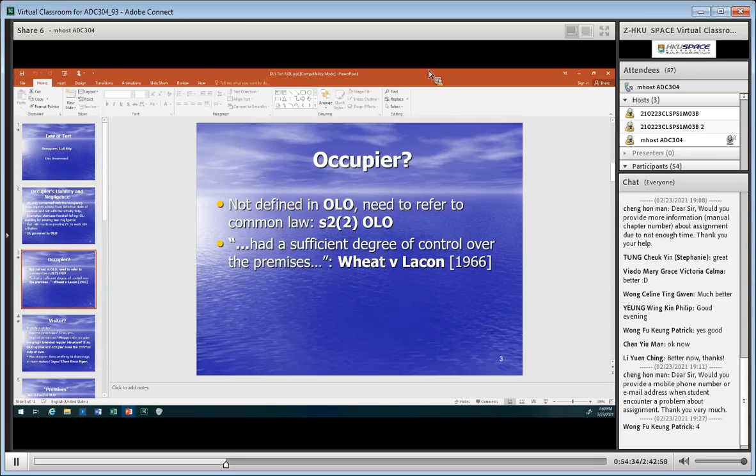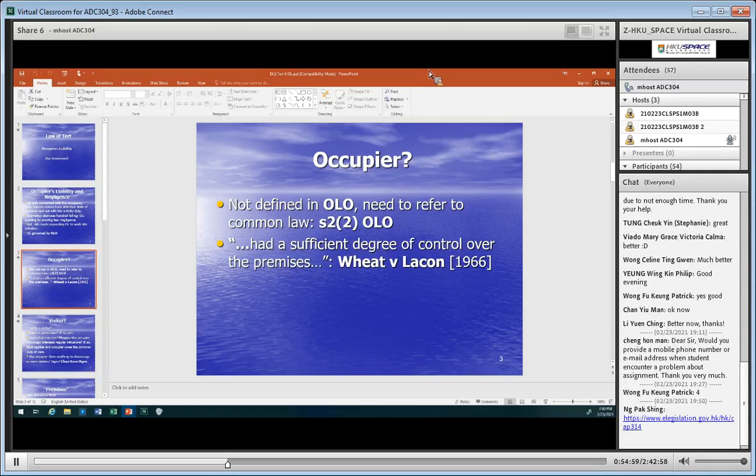So what are the cases in this area to decide who is an occupier? Well, the leading case is a case called Wheat and Laken, which always sort of reminds me of a breakfast dish, bread and bacon. No, Wheat and Laken. And the test is, did the person have sufficient degree of control over the premises? Basically amounts to exclusive possession, okay? So if you have exclusive possession, you have control and dominion over the premises.